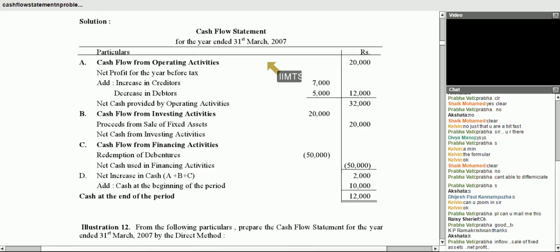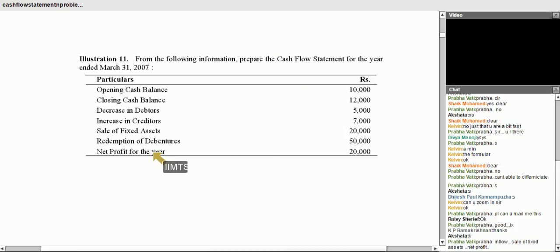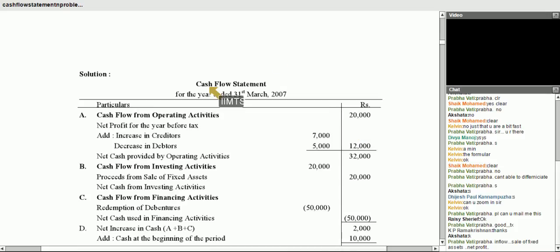So first we will write it like this: cash flow statement for the year ended 31st March 2007. Then the first thing comes cash flow from operating activities, which is 20,000 rupees. You can see net profit for the year will come, right? This 20,000 will come in cash flow for the operating activities.